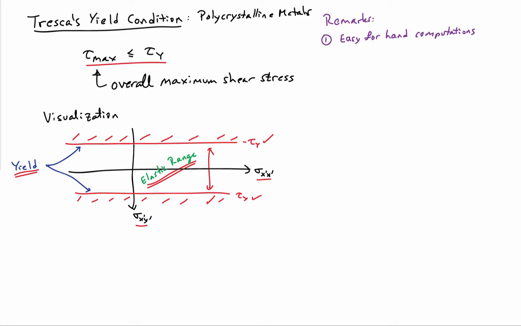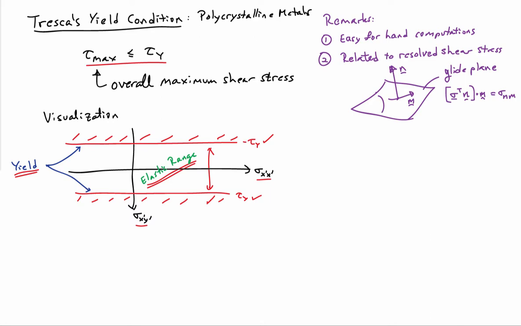One of the advantages of the Tresca yield criteria is that it's relatively easy for hand computations, especially if you have two-dimensional states of stress. It's easy to draw the Mohr circle. If you have a 3D state of stress, you have to figure out the third principal stress, either because it's easily identifiable or you can do an eigenvalue calculation to determine it, but then you can always draw the three circles, then you can check the criteria here. So it's easy to do in that case.